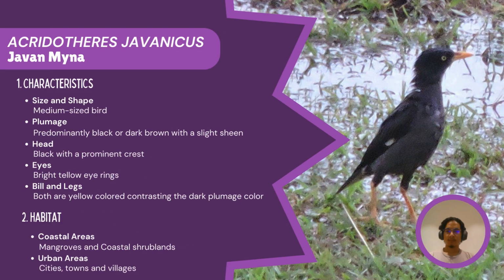The fourth bird would be Acridotheres javanicus, or its common name, the Javan myna bird. As for characteristics, in terms of size and shape, they are a medium-sized bird, about 33 to 34 cm in length. For plumage, they are predominantly black or dark brown with a slight sheen. The most distinctive features are the white patch on the wings, visible in flight, and the white vent under the tail. As for the head, it is black with a prominent crest that can be raised or flattened.